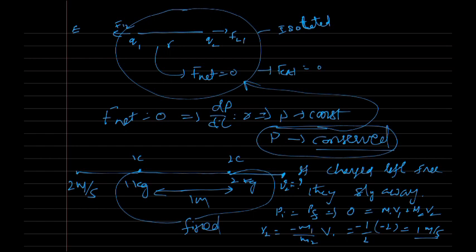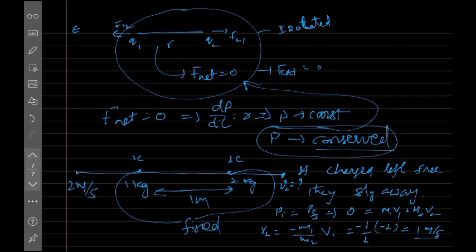So this is how you can approach a problem whenever it is asked to use conservation of momentum while you're considering the electrostatic force. Okay, now, separated by 1 meter distance, 1 kg mass, 2 kg mass. And now what exactly is happening is, this is again an isolated system.